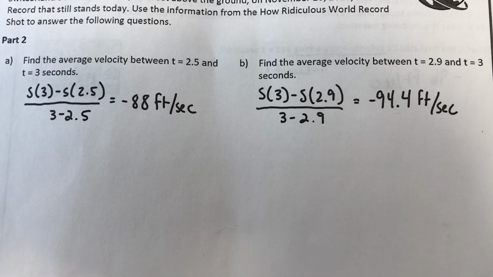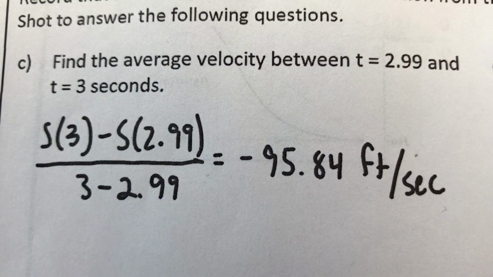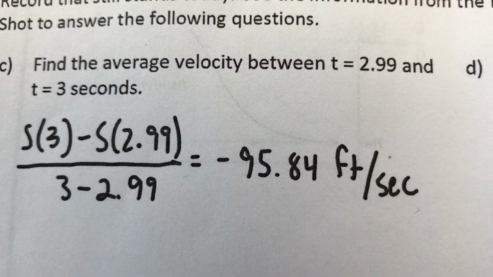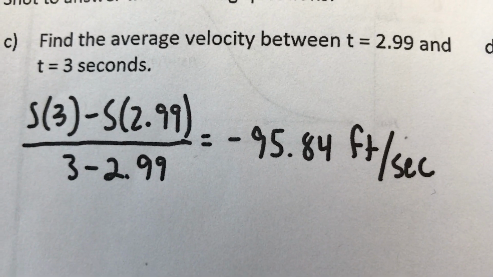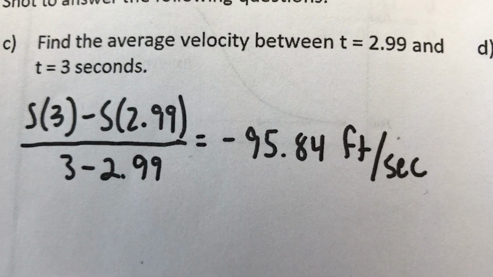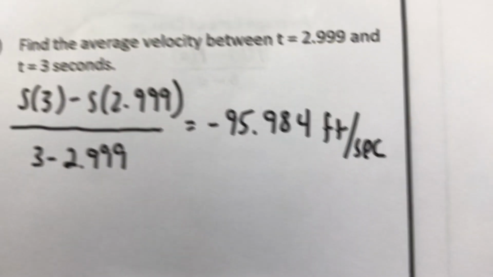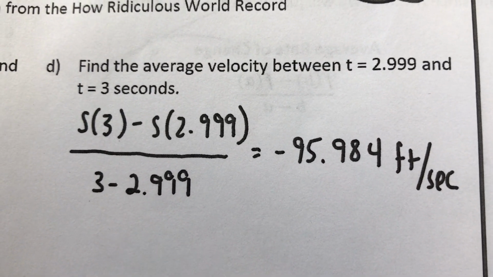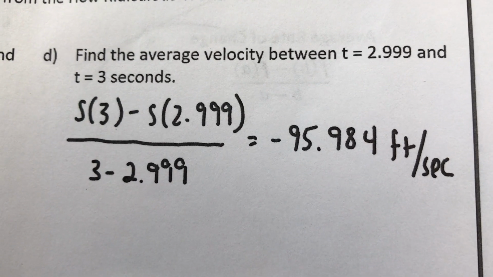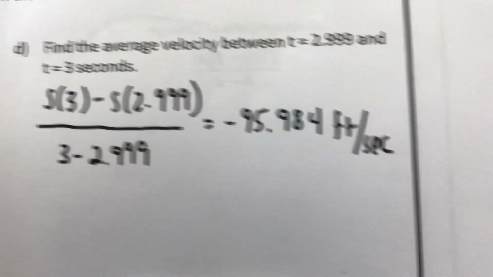So it looks like we're still getting closer to the value that we want, and we want to get even closer. So let's look at the average velocity between 2.99 and 3 seconds. Even closer. Now we're at negative 95.84 feet per second. It's like we're approaching something. And we move over here. The average velocity between 2.999 and 3 seconds. Now we're at negative 95.984.